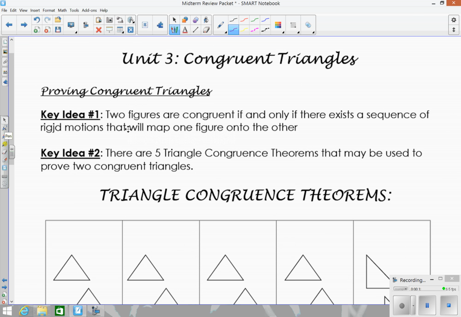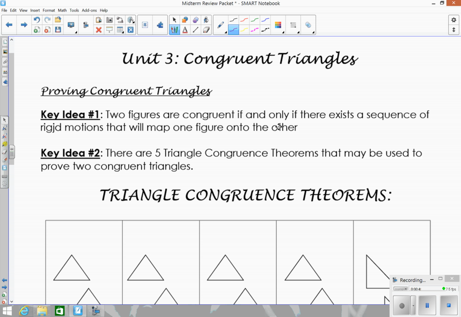The first key idea is that two figures are congruent if and only if there exists a sequence of rigid motions that will map one figure onto the other. What this means is we can prove that two figures have to be congruent to each other if we can start with one figure and perform a translation, rotation, or a reflection, or a combination of those things, to get to the other figure. Basically, it means that all of the angles would map onto the others and all of the sides would map onto the others, keeping the length and the angle measures the same. So it would produce congruent figures.